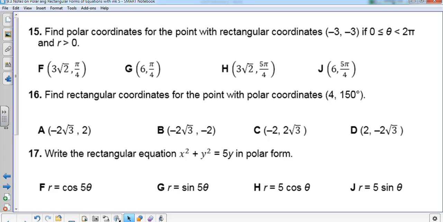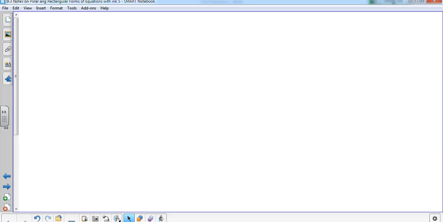Okay, 15 through 17 are just 3 multiple choice questions on the concepts we covered yesterday. Switching from polar coordinates to rectangular, rectangular to polar, and equations of those. But I need to know the 4 important things you are supposed to have memorized about the relationships between those. They're the same 4 things from vectors.